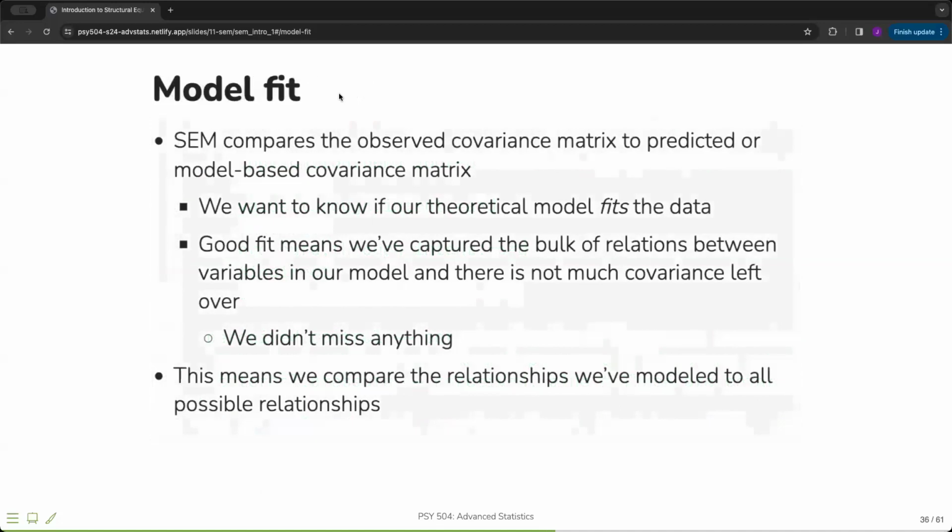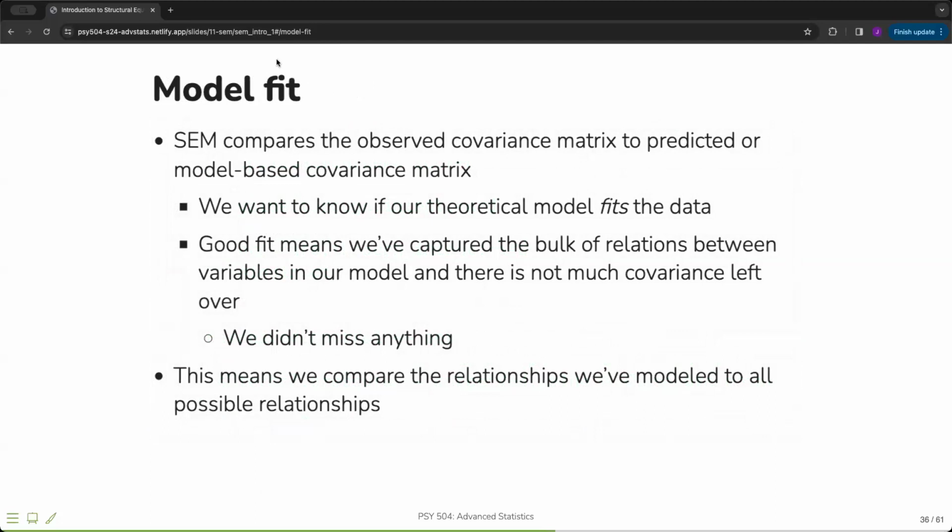But before we look at the output, I want to talk a little bit about model fit. So we need to make sure that our model fits the data. And as Renato already stated, the covariance matrix is sufficient statistics for structural equation modeling. You don't even need your actual data to run the structural equation model. You can just input a covariance matrix and run the structural equation model like that.